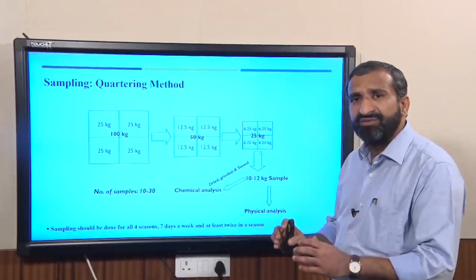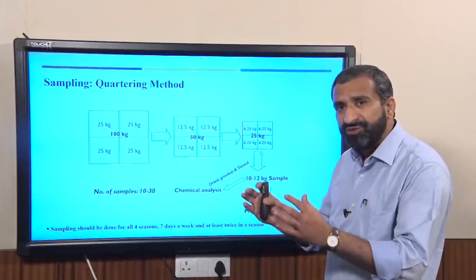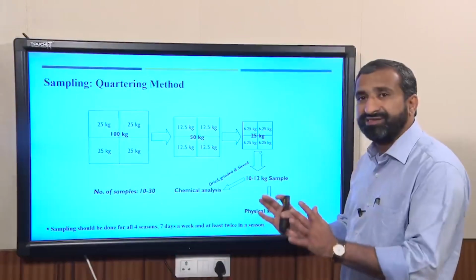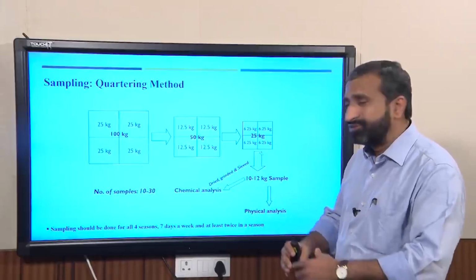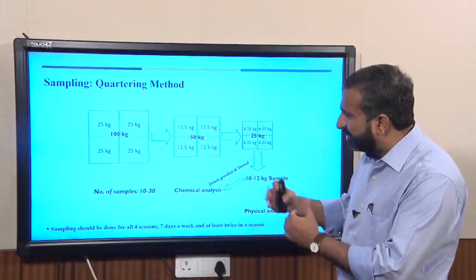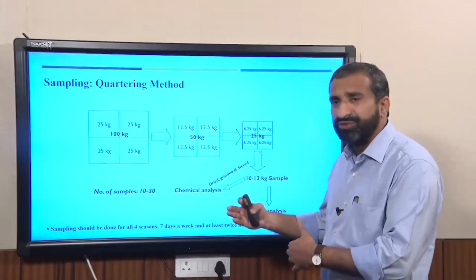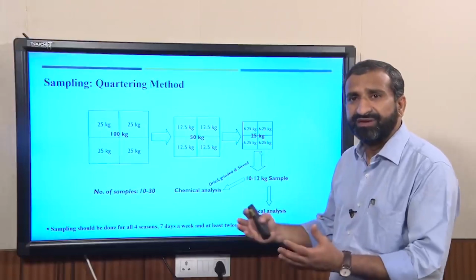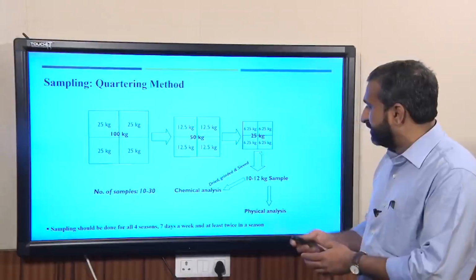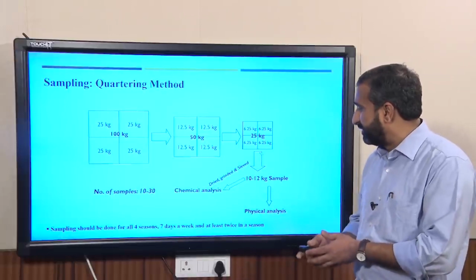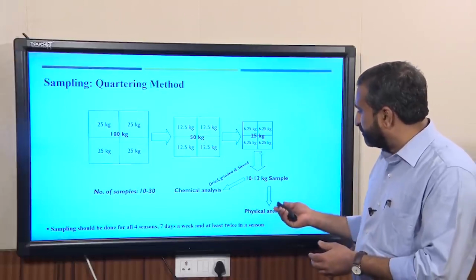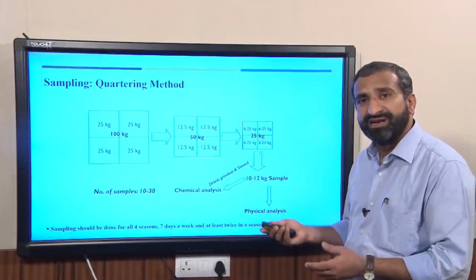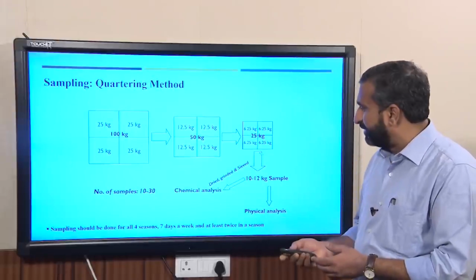The major idea of the quartering method is to get homogeneous waste, not heterogeneous waste. The number of samples could go up to 10 to 30 from different locations. Now, first we will talk about the physical analysis, and after that the chemical analysis.